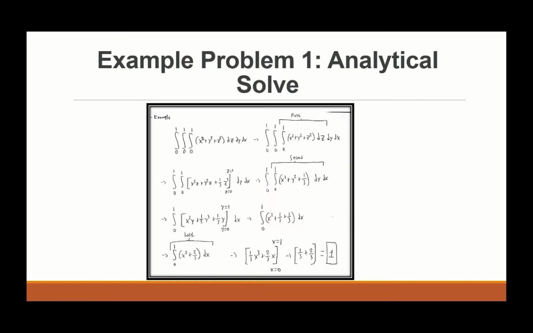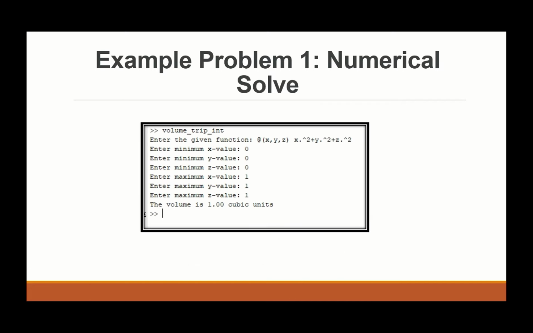So now for the numerical solve. In this case, the script file is named volume_trip_int, for triple integral. Once you run this script file, you're going to be told to enter the given function. As I said, it has to be with respect to the variables, so you have to put the @ and then inside the parentheses all the variables, in this case x, y, and z.